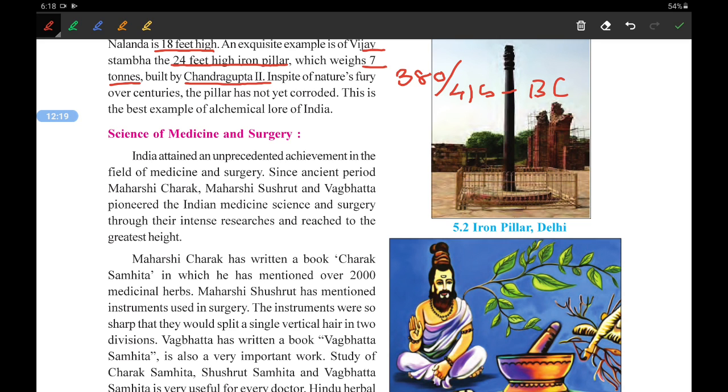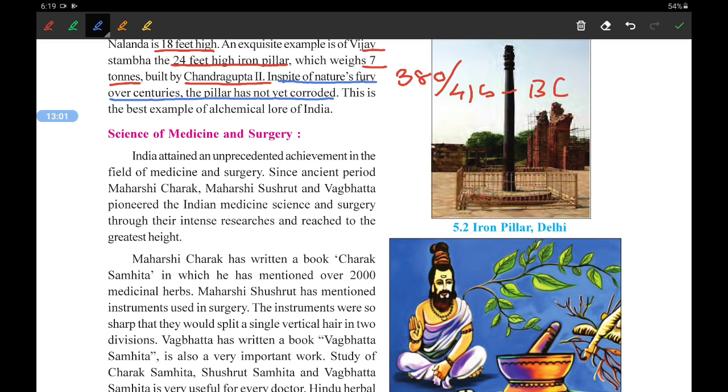In spite of nature's fury, now what is a very important thing about it? In spite of nature's fury, over centuries the pillar have not corroded. Now you just put a nail, suppose a nail into open, okay, and you will see that in few days it will start corroding. Why? Because the metal used inside, the chemicals used inside will react to the oxygen and other gases which are present into the atmosphere. But this particular pillar is in the open form almost, you can say, 2000 years at least, but it is still not corroded.